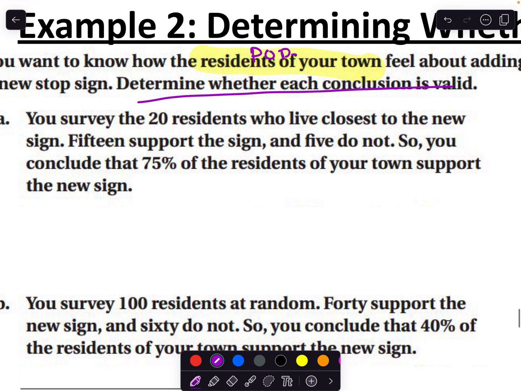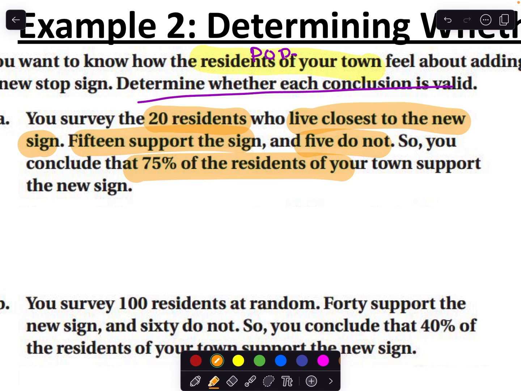Okay, so letter A. You survey 20 residents who live closest to the new sign. 15 support it, 5 do not support it. So you say, okay, 75% of the people in my town support this sign. So we have to say, is that valid or not? This one would be invalid, right?